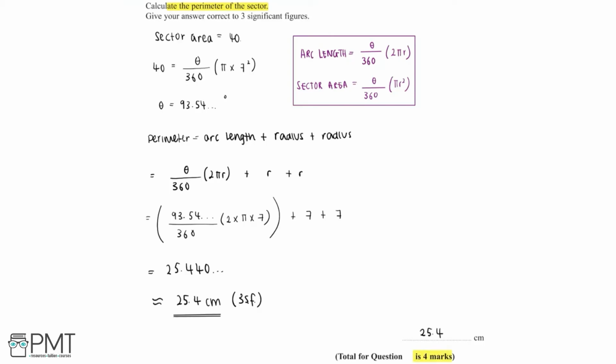Now this question is worth 4 marks. We get the first mark for finding the value of theta. We get the second mark for using this value of theta in order to find the arc length. We get the third mark for finding the perimeter of the sector by doing the arc length plus 7 plus 7. And we get the fourth and final mark for getting the correct answer that the perimeter of the sector is equal to 25.4 centimetres, correct to 3 significant figures. And so we've now achieved the 4 marks needed to get full marks in this question.